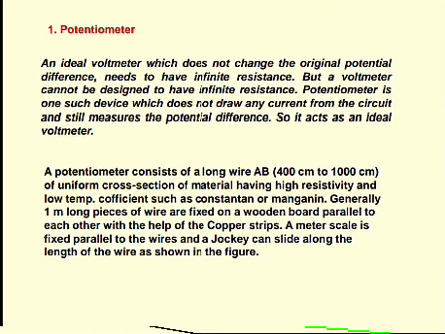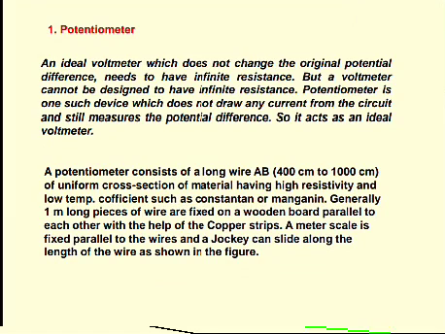Potentiometer. An ideal voltmeter, which does not change the original potential difference, needs to have infinite resistance, but a voltmeter having infinite resistance cannot be designed. A potentiometer is one such device which does not draw any current from the circuit and still measures the potential difference, so it acts as an ideal voltmeter.